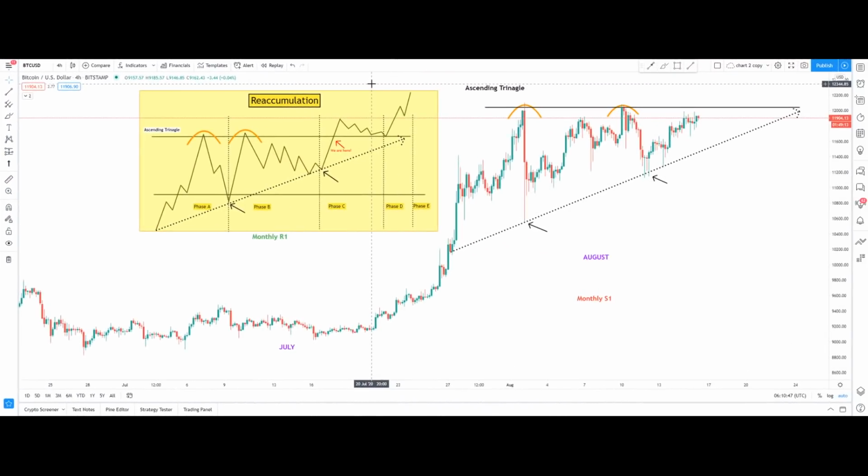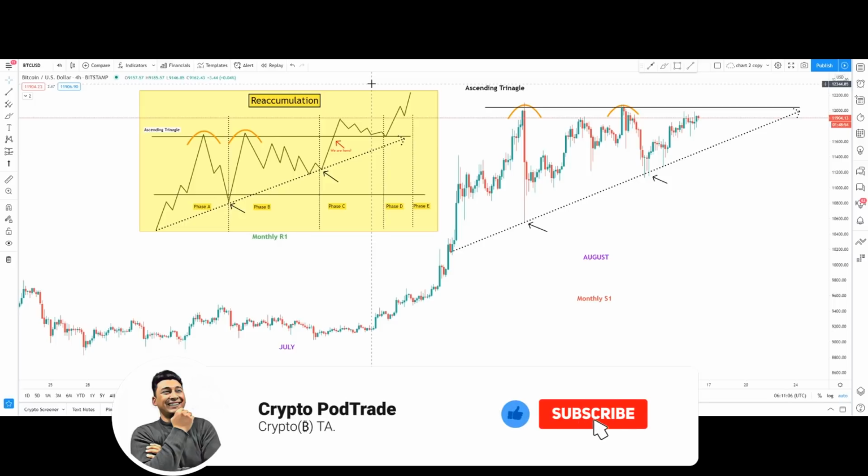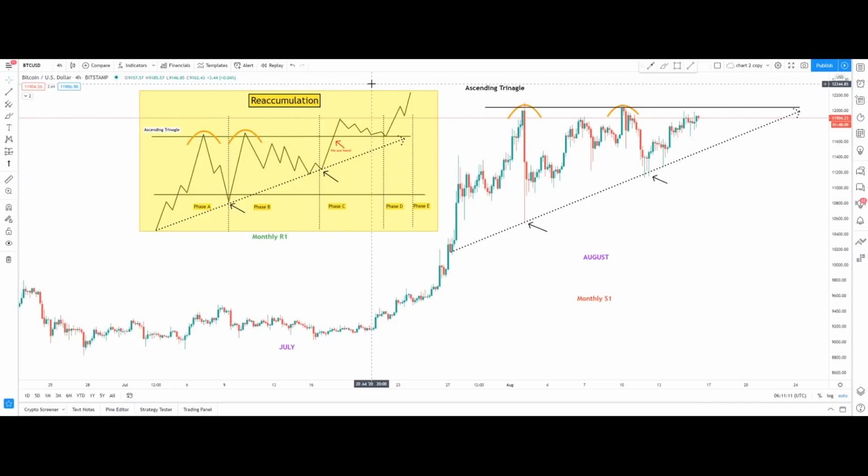Welcome everyone. So today in this video we are actually going to look into the price action of Bitcoin in detail. If you look at the current Bitcoin price action, and if you look at this scenario, what is unfolding right now with this ascending triangle, I made it a bit clearer so that you guys could understand what might be exactly unfolding right now with the Bitcoin price action.